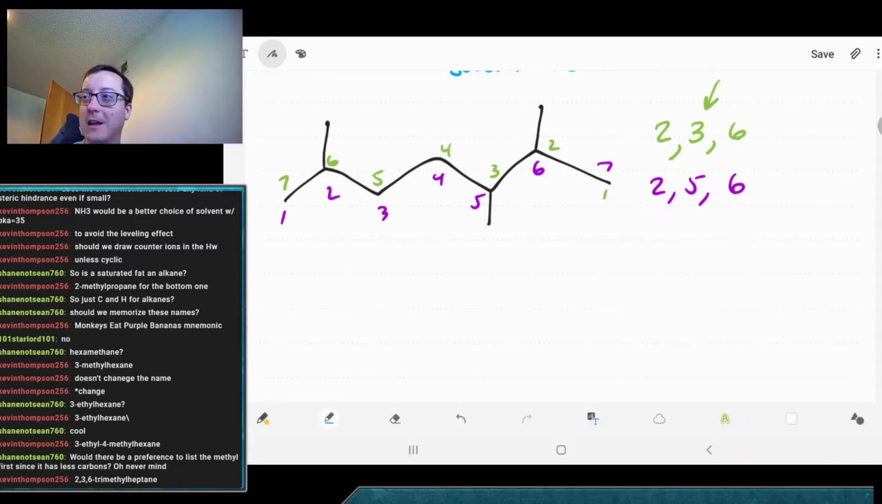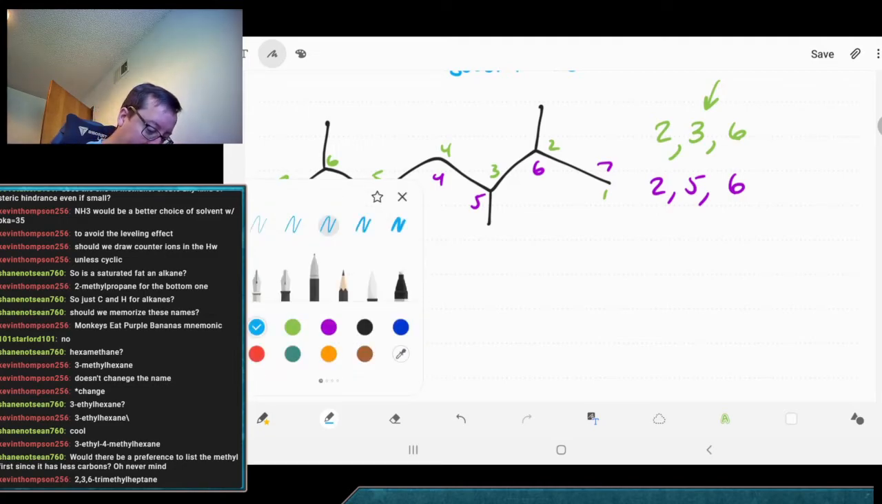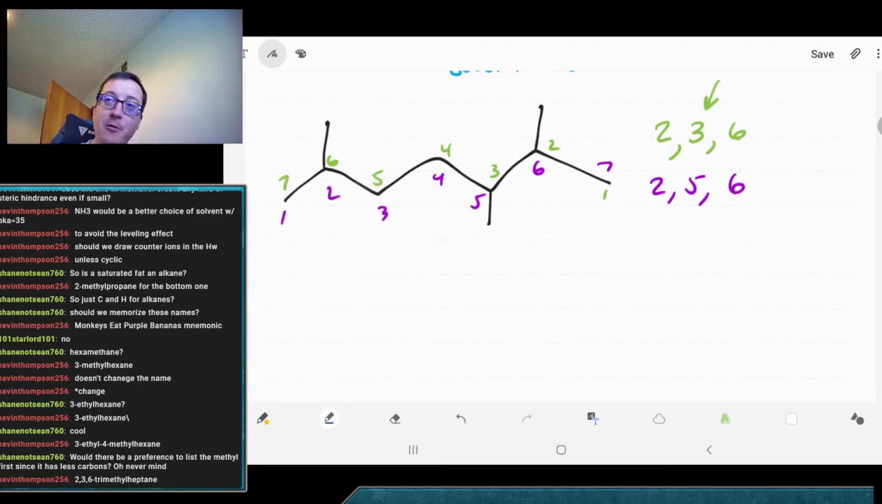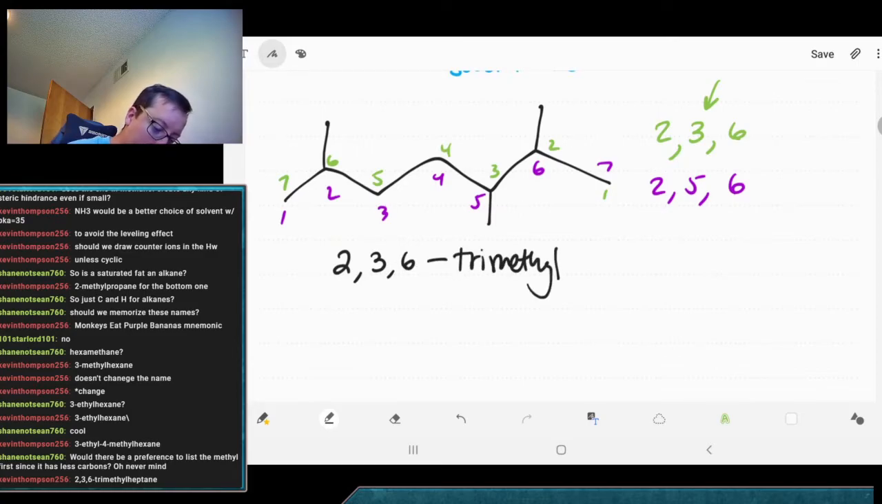So we want the lowest numbers. That's what we're going for. So 2, 3, 6 will win. These are all methyl groups. And so the way we do this, as Kevin has indicated, we call this trimethyl heptane.